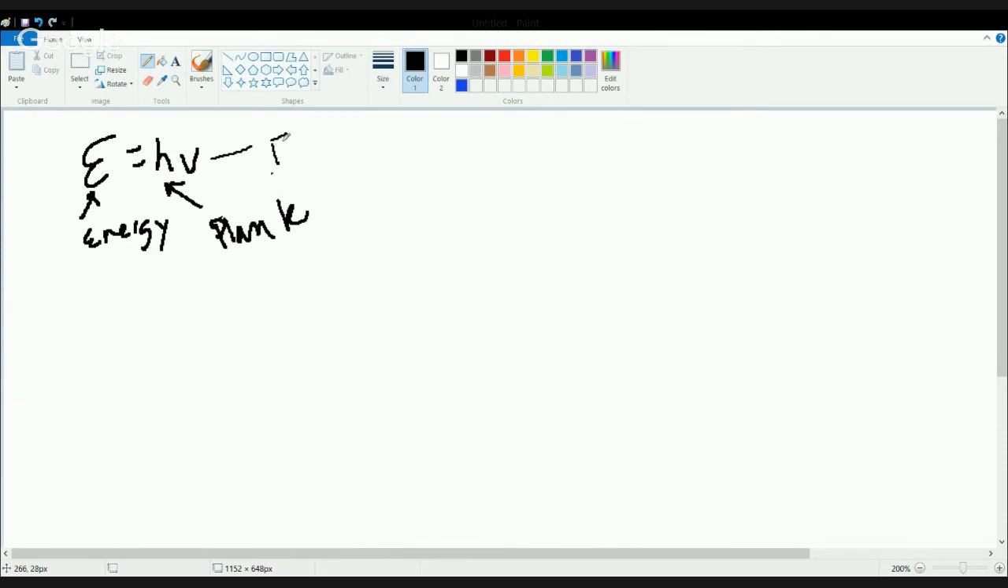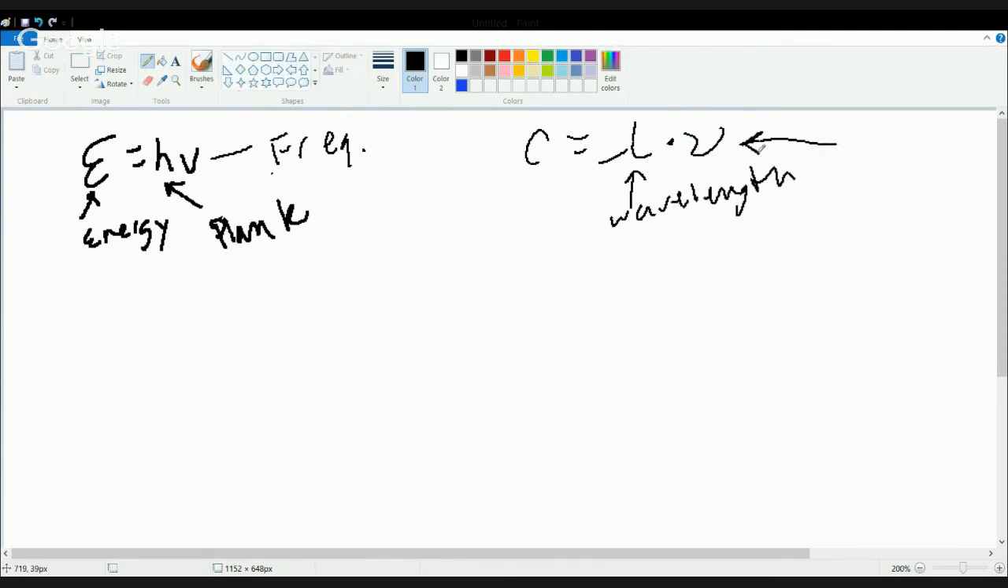And V being frequency, it's not really V, it's actually nu, but we'll go with V. The other equation is C equals lambda times frequency. Lambda being your wavelength, and V, or nu, technically being your frequency. And we know C to be the speed of light.